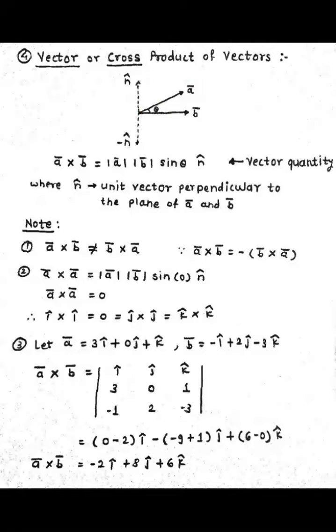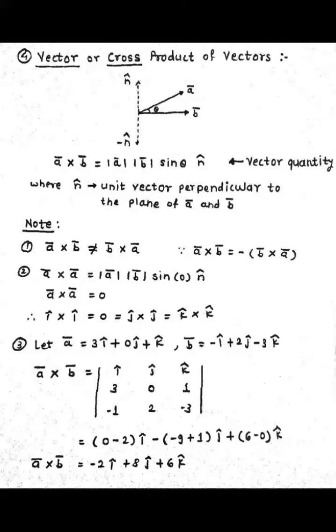Now here is one more term that appeared, it is n cap. N cap is called a unit vector which is perpendicular to the plane of a bar and b bar. So to understand this cross product or vector product, you must know one law, and it is called the right hand rule.